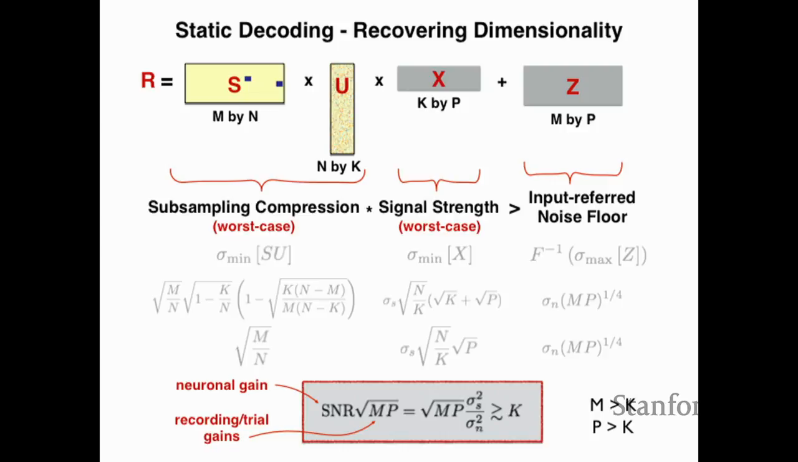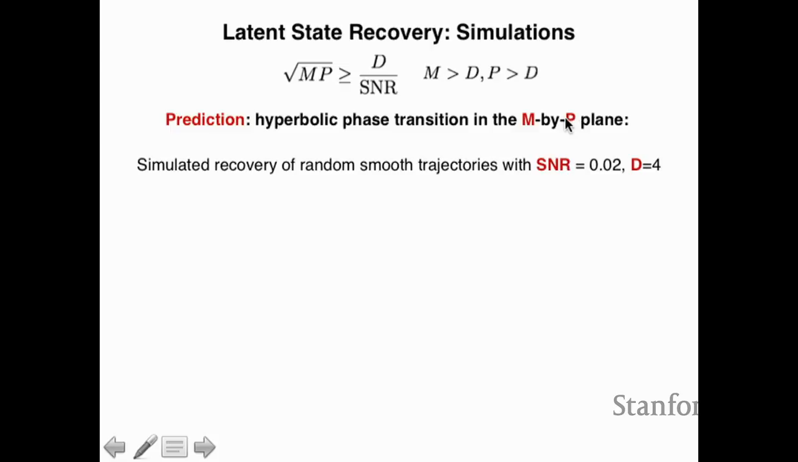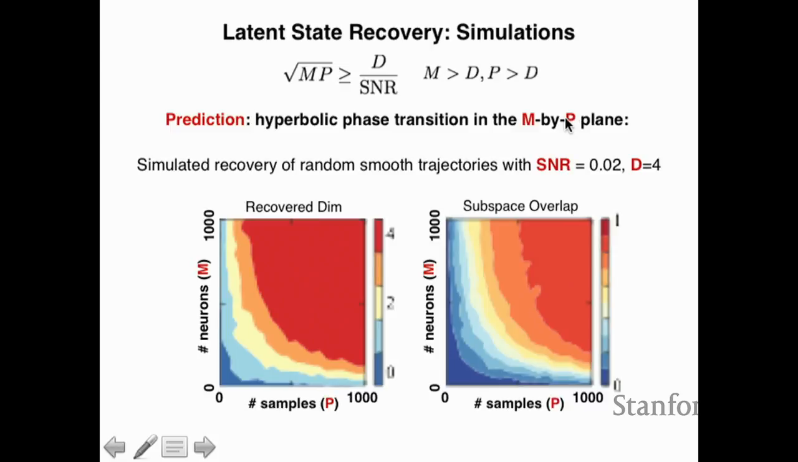So what this says is, well, we can do this in neural data. Again, neural data collected from Krishna Shenoy's lab. So now K has been replaced with D in this slide, but it's the same concept. It says there's a hyperbolic phase transition boundary in the M by P plane, number of recorded neurons and number of trials. Okay. So we confirm this in simulations. Here we simulate random smooth neural trajectories with a very small SNR of 0.02, living in a 4-dimensional space.